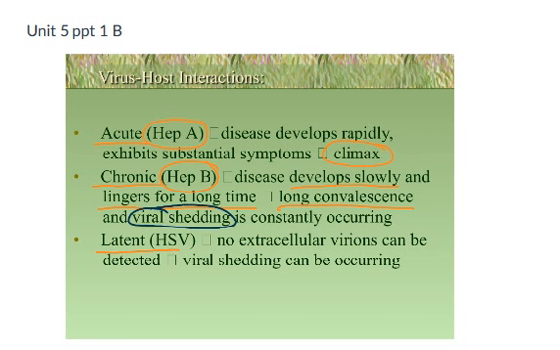Now, the last one is latent. The example for latent is HSV, which is herpes simplex virus, which we'll talk about in the next set of PowerPoints. This is where viral shedding could be occurring, but it's actually not detectable. So here, there's no extracellular virions occurring, but there is viral shedding. Another way to look at latent is that it is sleeping.